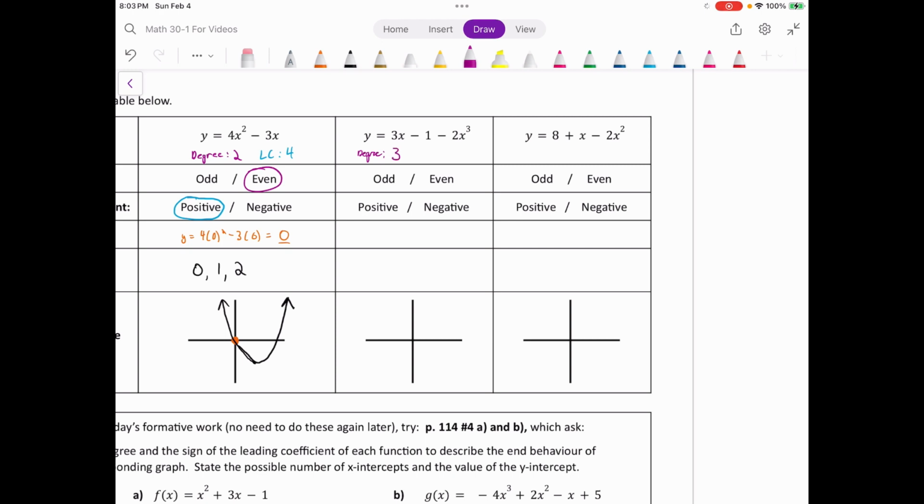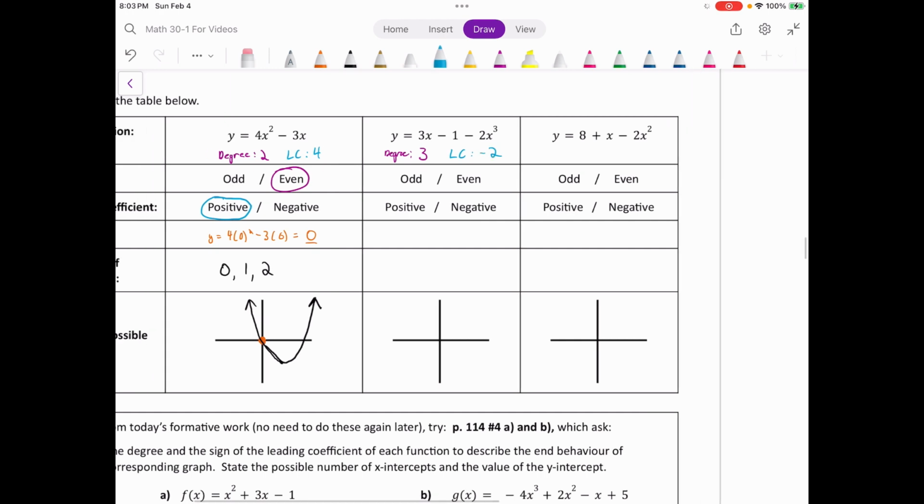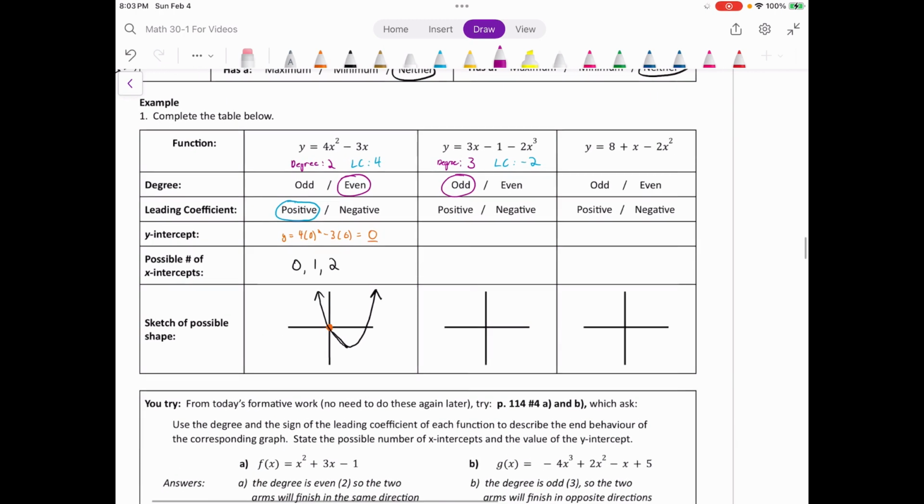2x cubed. Okay, leading coefficient. Once again, be careful, right? Not in standard form, but that doesn't change the fact that the leading coefficient is the coefficient for the highest exponent on x. So our leading coefficient is -2. All right, degree is 3, so that means our degree is odd. Leading coefficient is -2, so obviously that's negative.